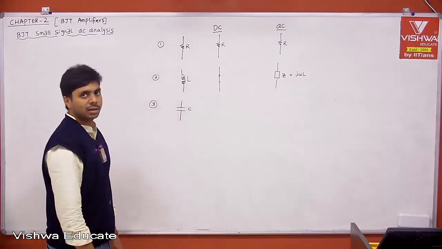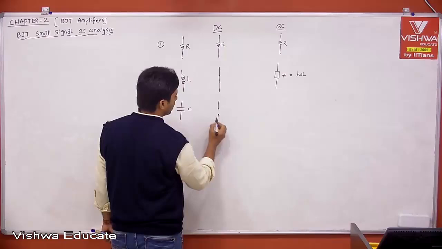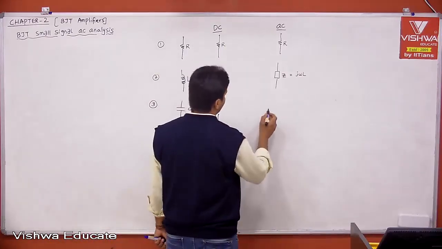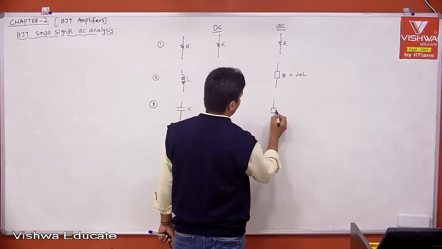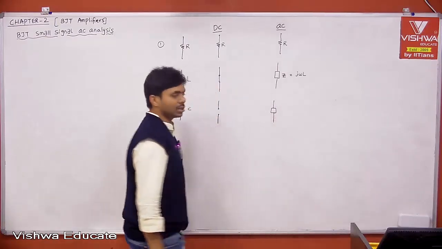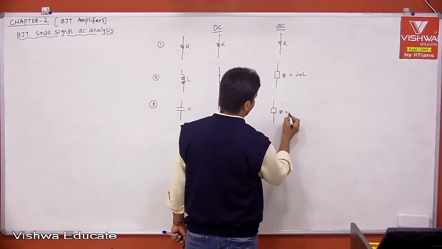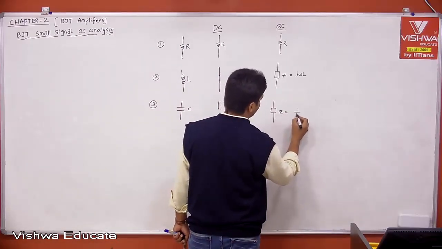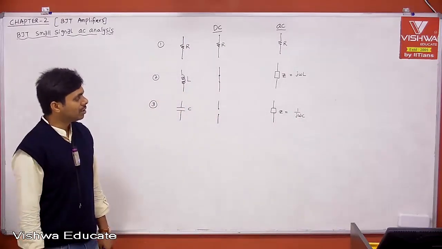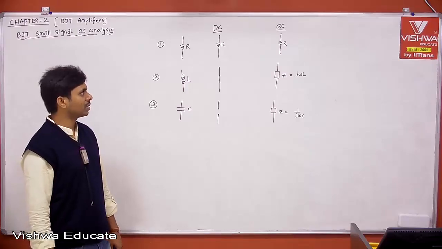Now if you take capacitors, for DC, the capacitor acts as an open circuit, and for AC, the capacitor acts as, it is not a short circuit, but it will have connectivity between two terminals. Then if you take the Z value, Z is equal to 1 by j omega C. You can take the manual later, but that is the Z, which varies with respect to the frequency.